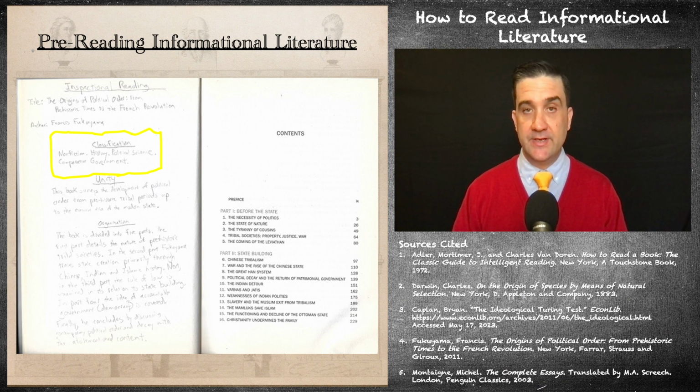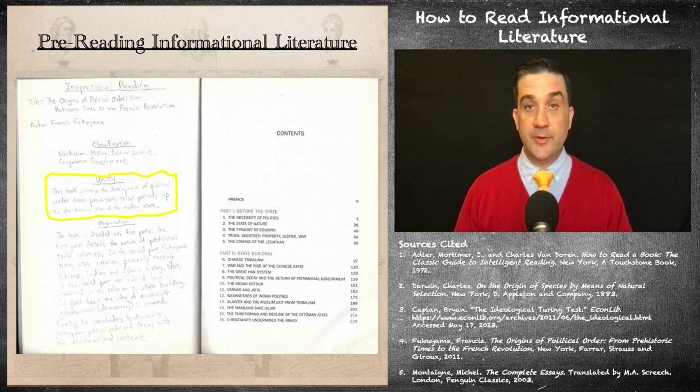Looking at my own pre-reading classification of The Origins of Political Order, you can see that this book is a nonfiction book, a history book, a political science book, and a comparative government book. Pro tip: these classifications are all provided on the copyright page of a book, which is typically found on the opposite side of the title page. Here on the copyright page, you're going to find how the Library of Congress classifies the book, and they're pros, so they know what they're talking about.